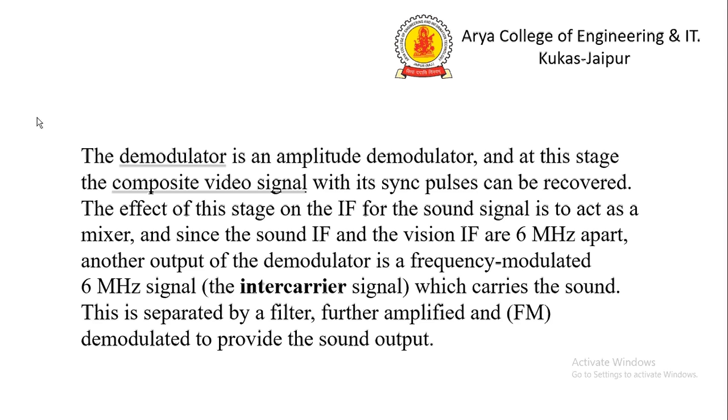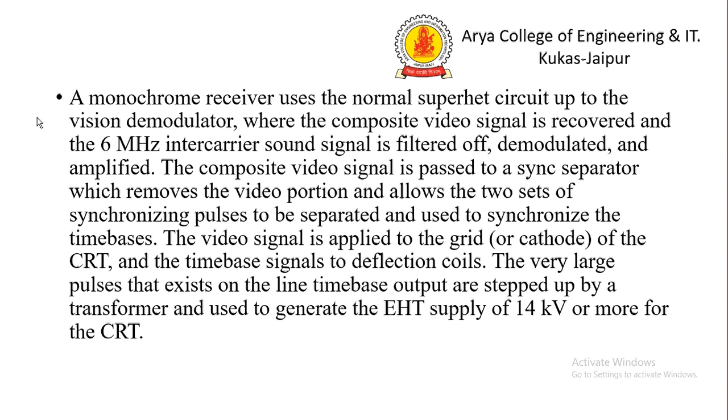So basically the demodulator is an amplitude demodulator, and at this stage the composite video signal with its SYNC pulse can be recovered. The effect of this stage on the IF for the sound signal is to act as a mixer, and since the sound IF and the vision IF are 6 MHz apart, a monochrome receiver uses the normal superhet circuit up to the vision demodulator, where the composite video signal is recovered and the 6 MHz intercarrier sound signal is filtered off, demodulated, and amplified.